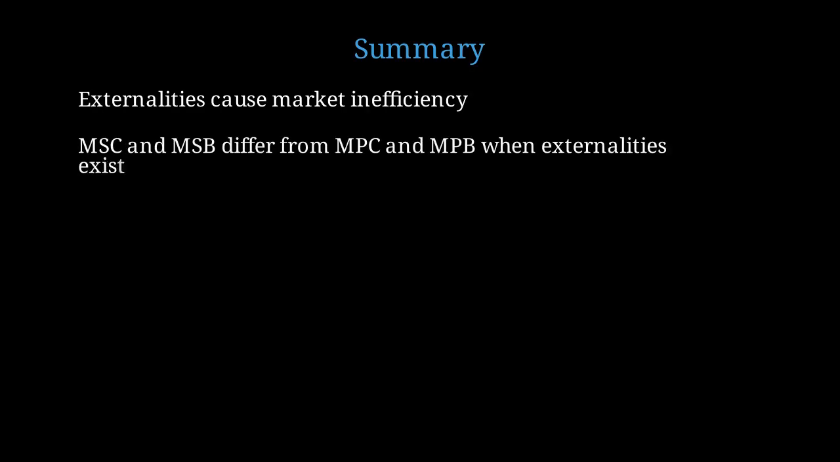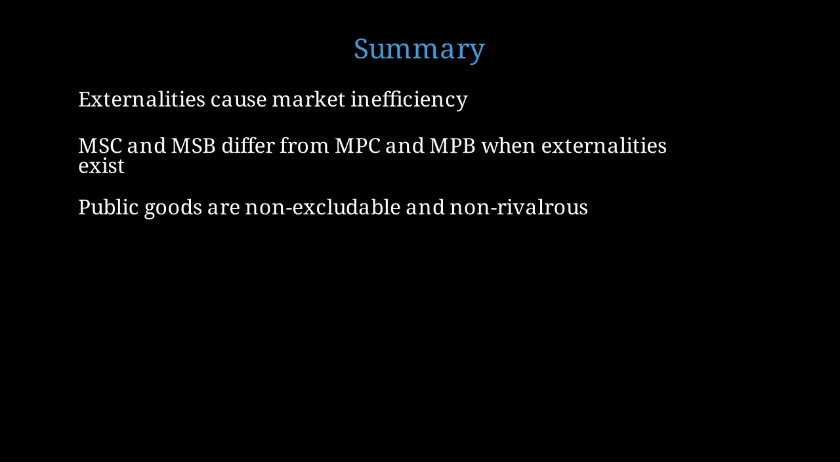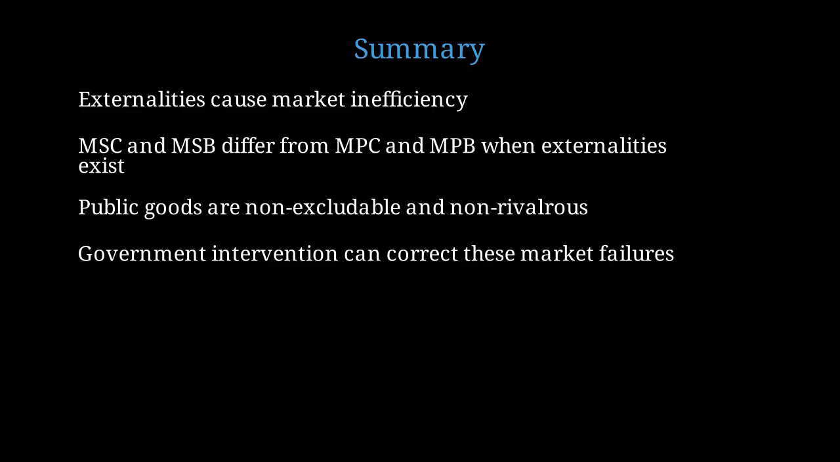Let's review the key concepts about externalities and public goods. Externalities cause markets to produce too much of goods with negative externalities and too little with positive externalities. When externalities exist, social costs and benefits diverge from private costs and benefits, creating inefficiency. Public goods have unique properties that make private provision difficult due to the free rider problem. Through taxes, subsidies, and direct provision, governments can help markets achieve socially optimal outcomes.